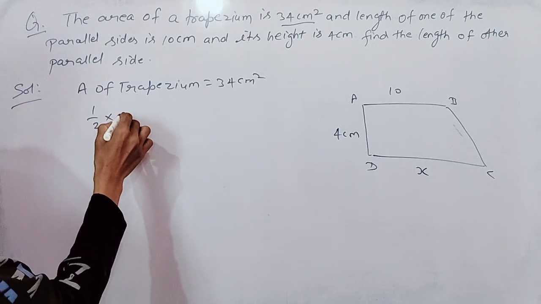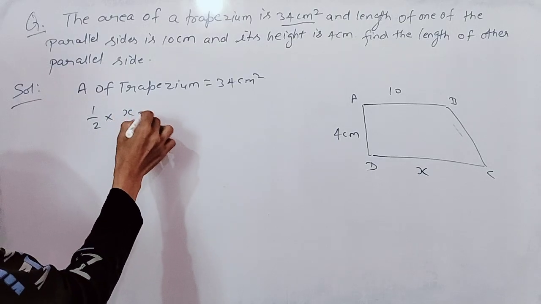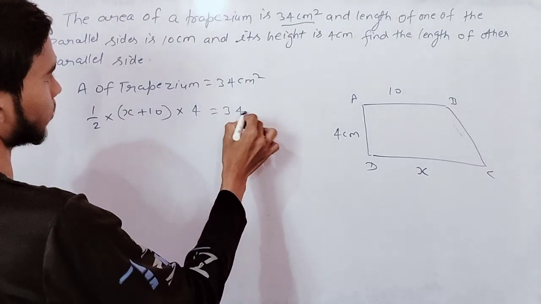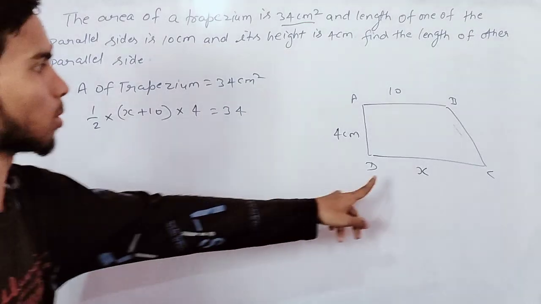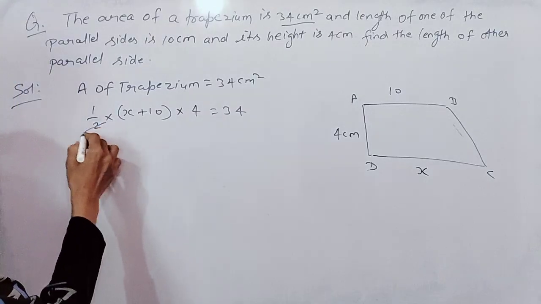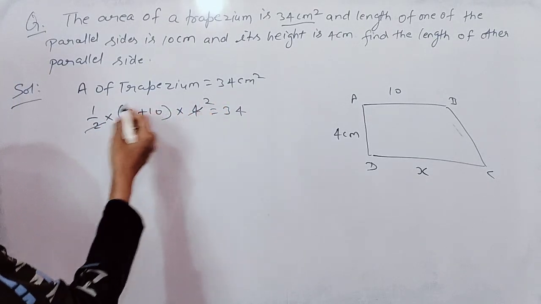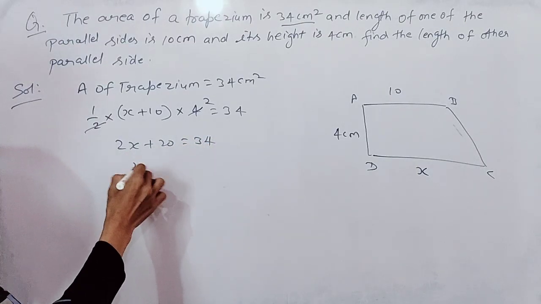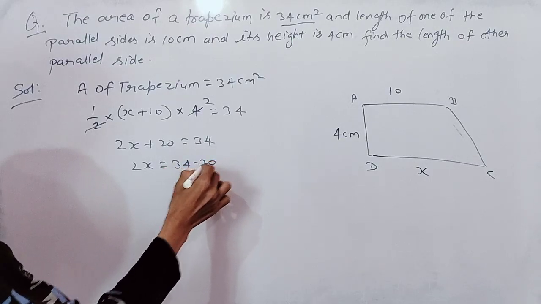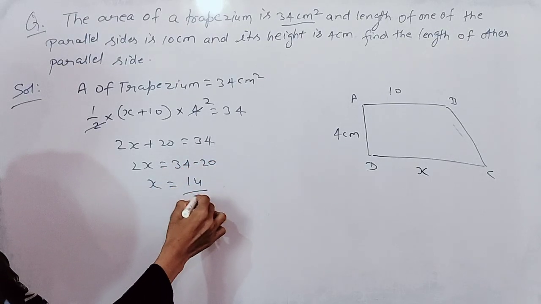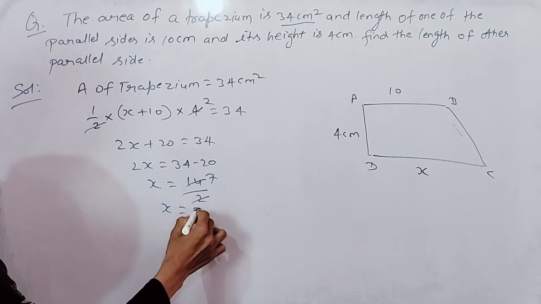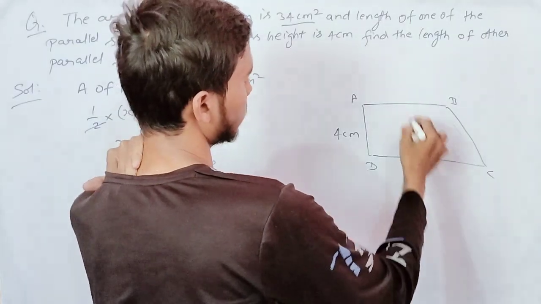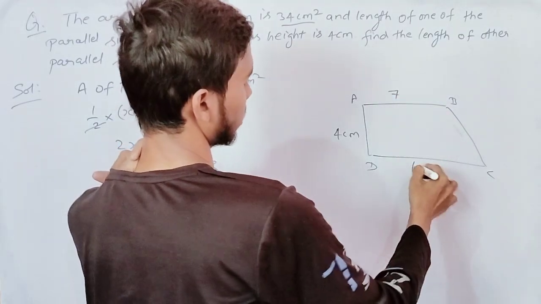1 upon 2 multiplied by (x plus 10), multiplied by 4, is equal to 34. From this we will get x, the measure of this parallel side. Now 2 times 4... 2x plus 20 is equal to 34. We have a linear equation: 2x equals 34 minus 20, x equals 14 upon 2, which is 7. So x came as 7. So this is 7, and this is 10.